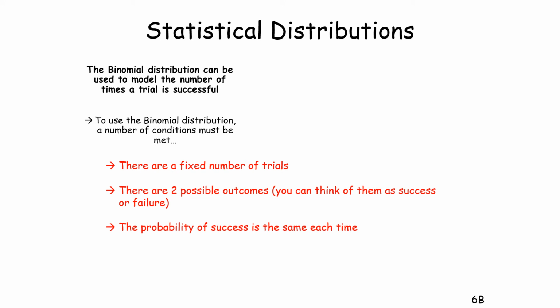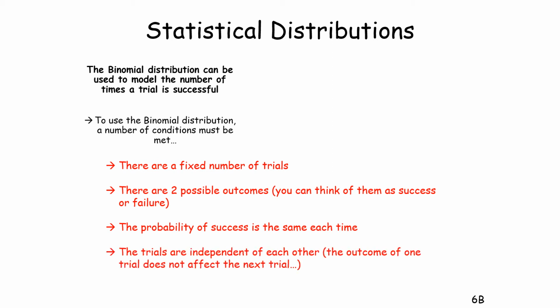And the probability of success is the same each time. So it shouldn't be affected. The probability each time of getting a particular value or success in this case should be the same each time. And finally, the trials are independent of each other. So the outcome of one trial should not affect the next trial. So if all these 4 conditions are met, then we will have a binomial distribution.